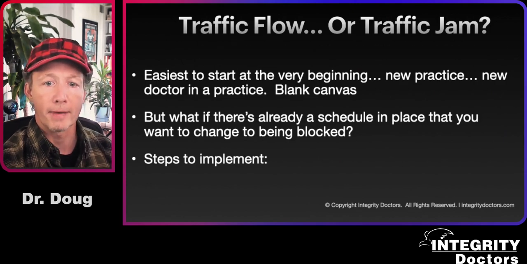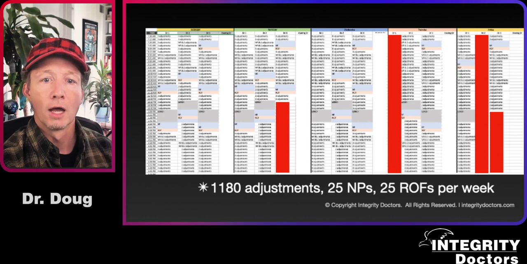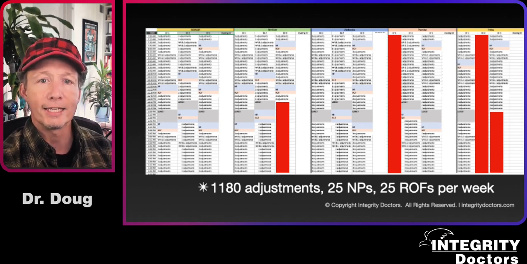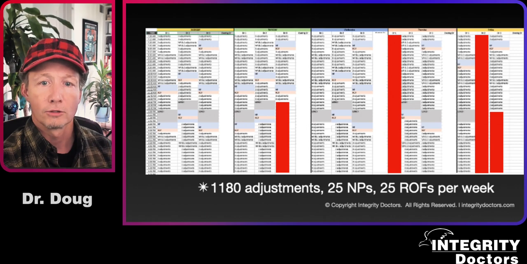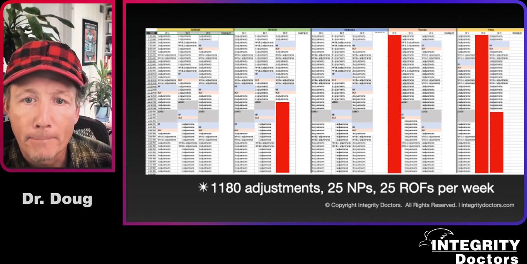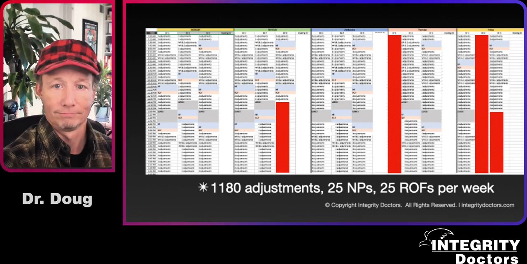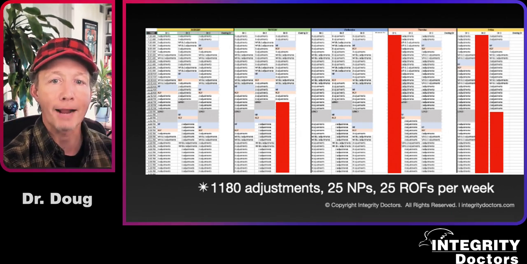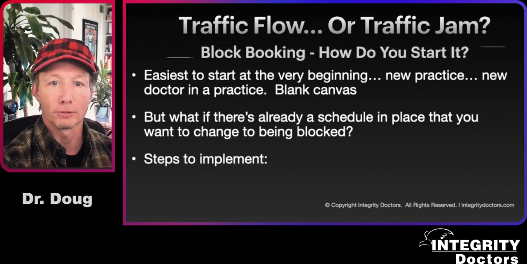Huge numbers. Let me back that up here real quick. Hang on just a second. 1,180 adjustment opportunities, 25 new patients, 25 reports of findings per week. That's what happens when we start block booking and adding multiple doctors.